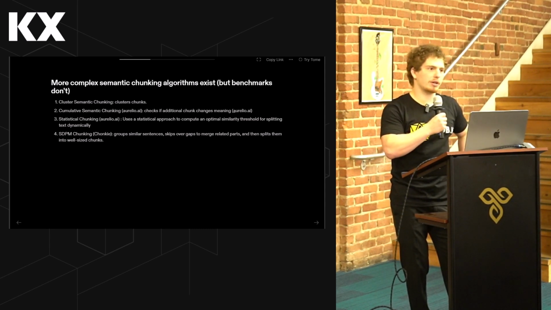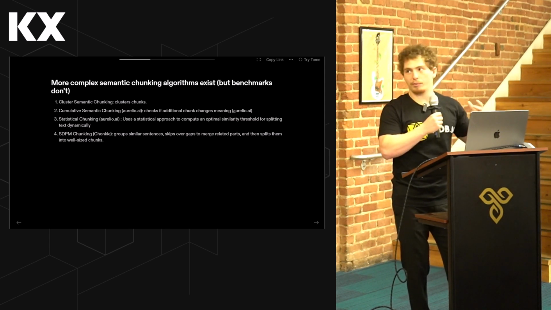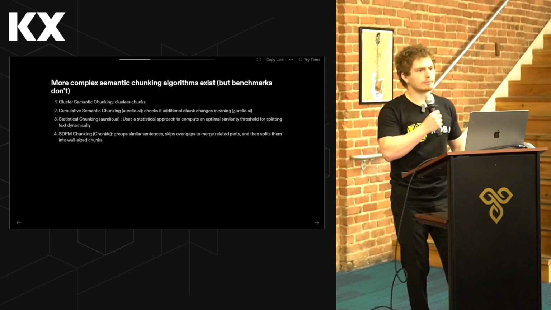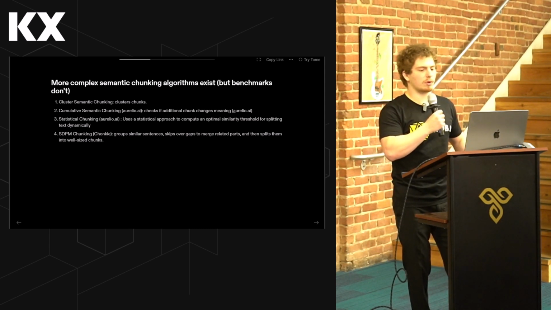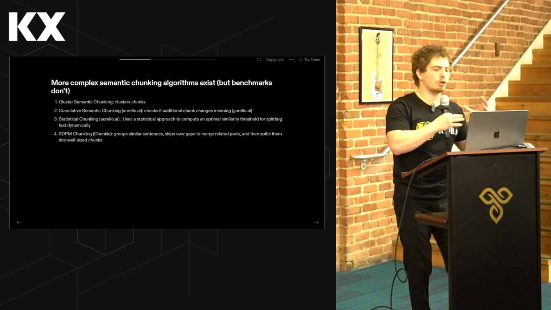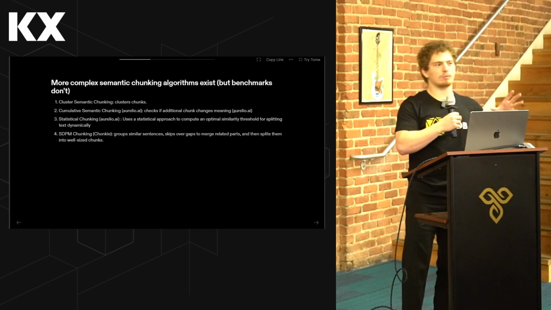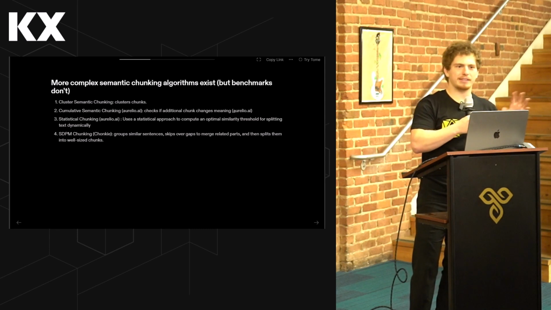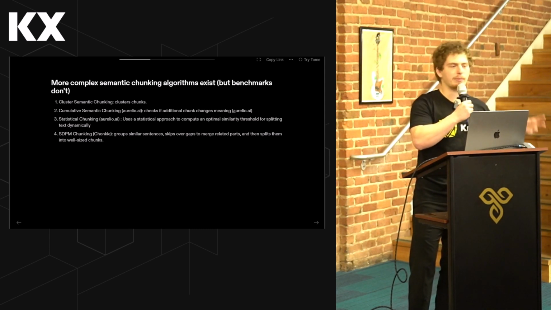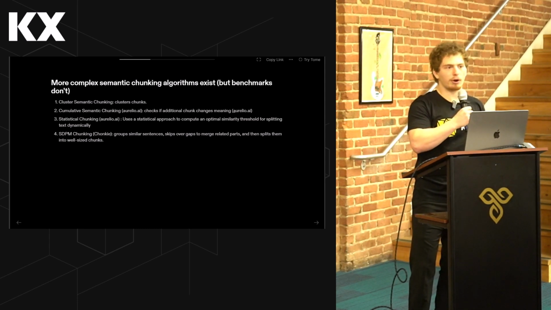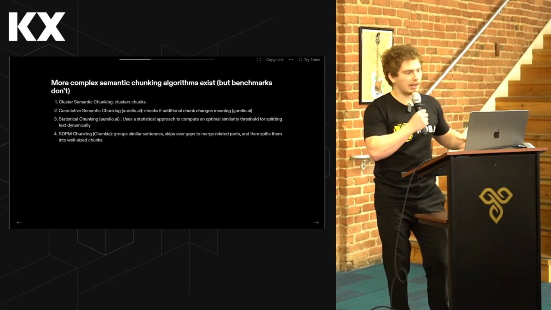Another is statistical chunking. You can try it with a library, Aurelio AI, and they have a few of these different chunking methods and kind of pioneered a lot of them. The advantage of this one is that it tries to compute the optimal similarity threshold dynamically. So this is where you can get into ML chunking, the idea of tuning these hyperparameters for chunking and trying to figure out automatically what the best hyperparameters are. Another is SDPM chunking.